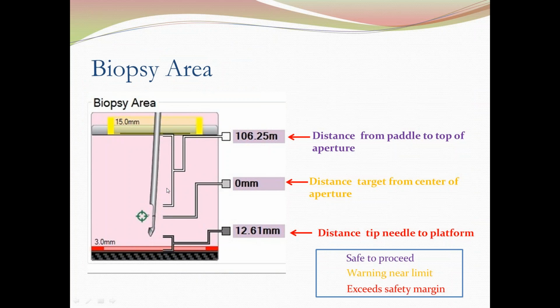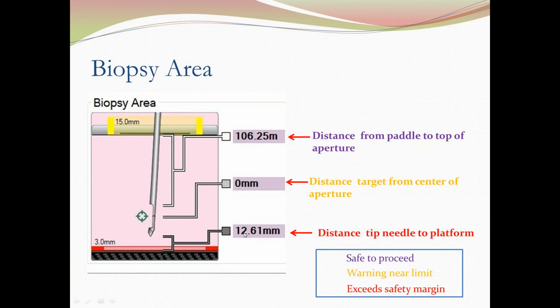Now this part is really cool. I like this a lot. You don't get anything like this on the prone devices, but you get this graphic that shows me that this is the compression paddle on the skin. So from the undersurface of the skin to the beginning of the biopsy aperture, it's 10.6 centimeters. This 0 millimeters tells me that because of the location of this lesion, it's centered right smack in the middle of the biopsy aperture.